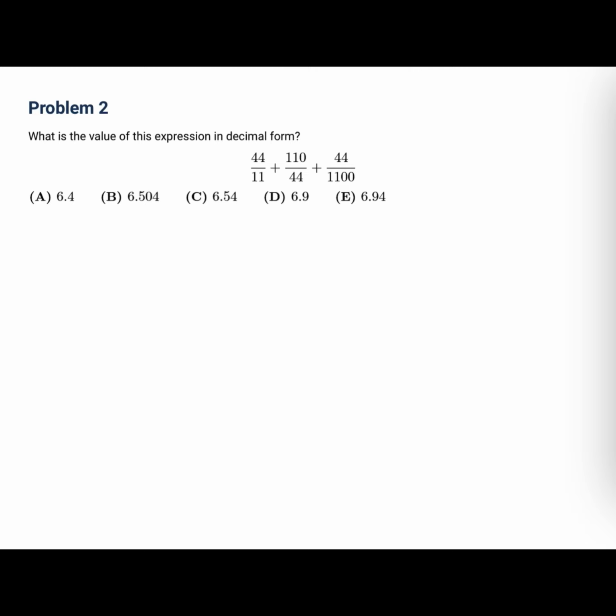So we can go ahead and take the first fraction, 44 divided by 11, that's just 4, plus 110 over 44, both are divisible by 11, so we have 10 over 4, which is equal to 2.5, plus 44 over 1,100. Again, both are divisible by 11, so we're left with 4 over 100, which is just equal to 0.04. Adding these three numbers up, we have the answer of 6.54. So the answer is C, 6.54.